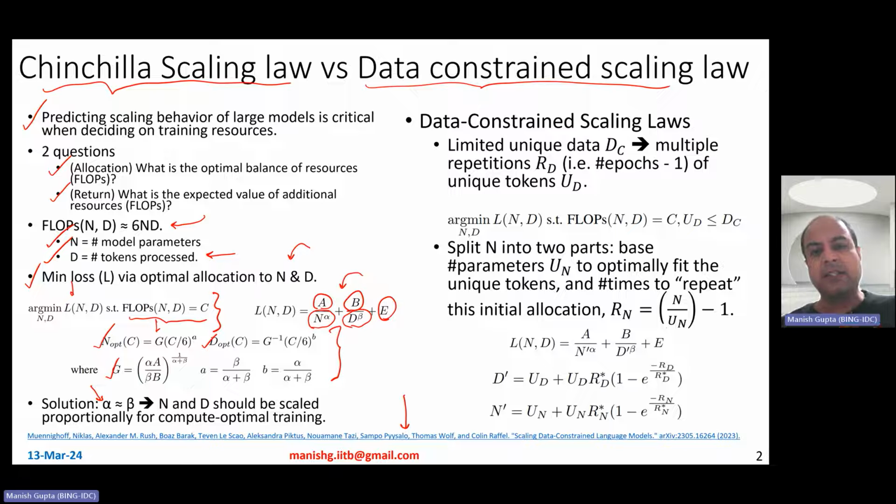But the point is that they basically said that whatever you do, alpha should be almost equal to beta, so as to have optimal allocation and optimal return on investment from the additional resources that you're putting in to train these large language models. Which basically meant that N and D should be scaled proportionally for compute optimal training.